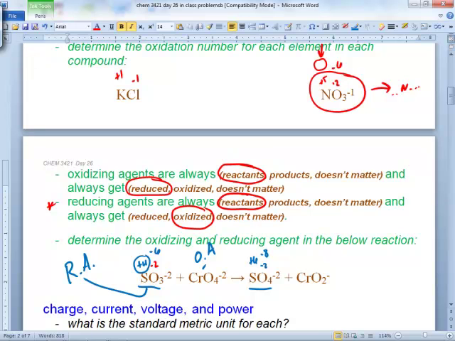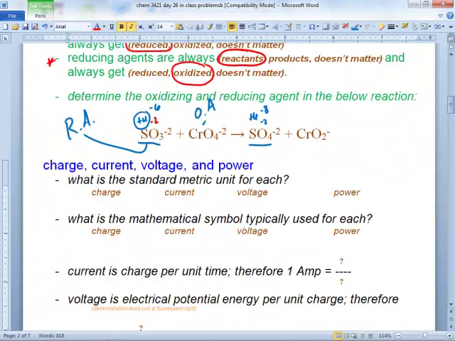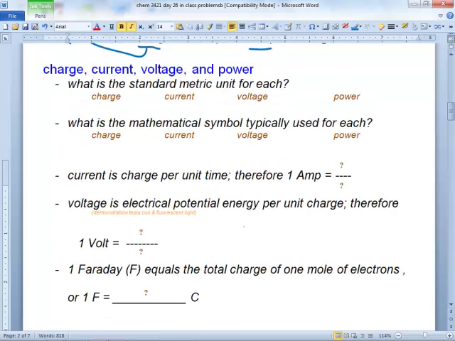Okay, if you don't believe me, you just have to prove it to yourself. Charge, current, voltage, power. See if we remember this. Units. The question is about charge. What units are charge?